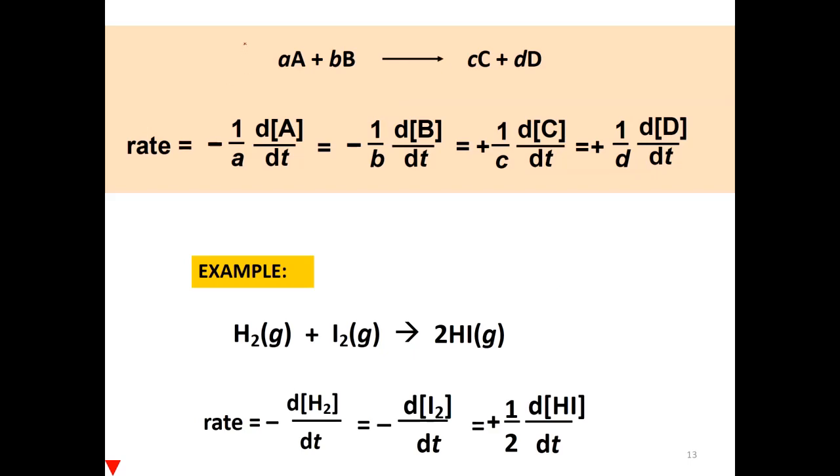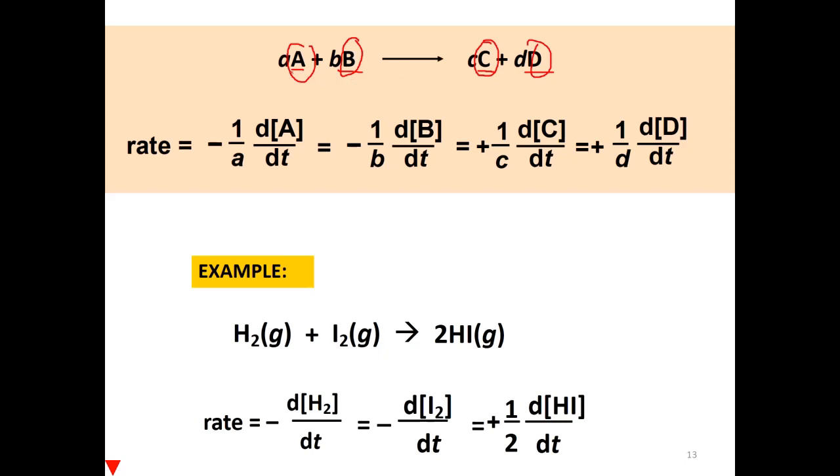Now we consider this reaction. The small letters a, b, c and d are your stoichiometric coefficients. Let's say we have component A plus B to produce C and D. We consider which ones are the reactants: only components A and B, and the products are C and D.